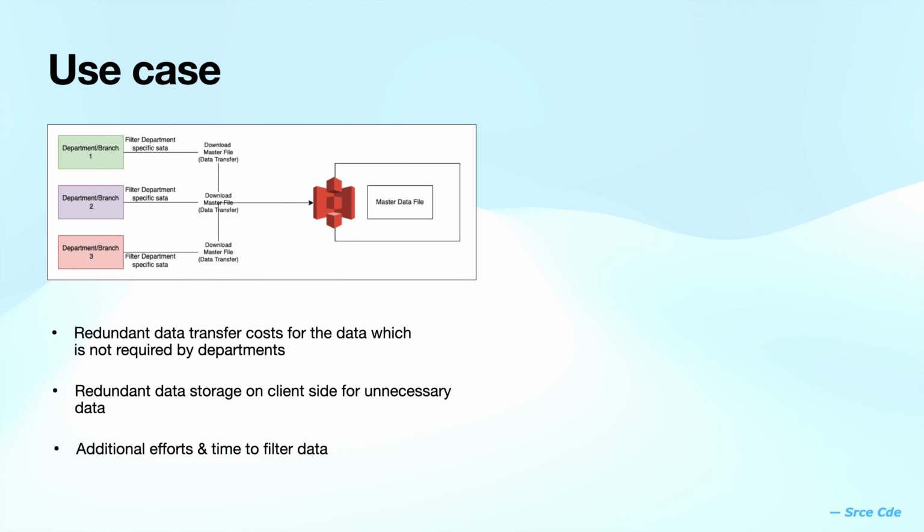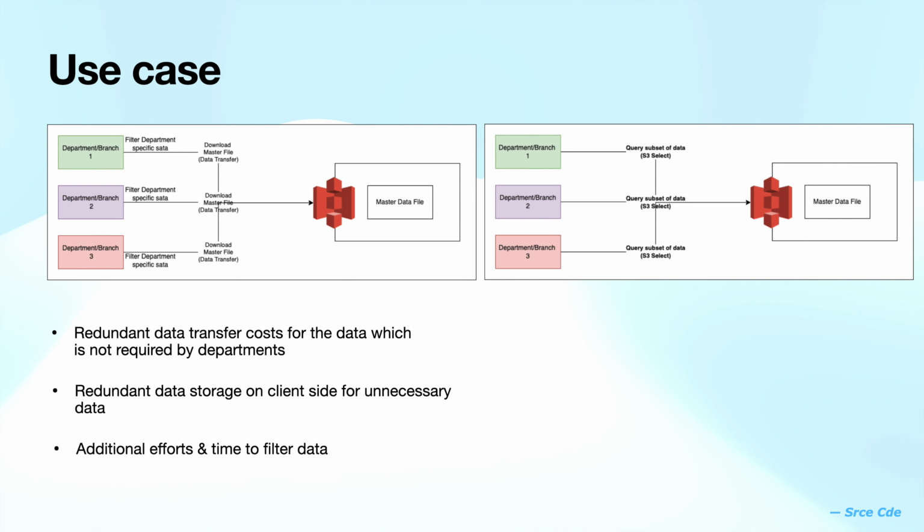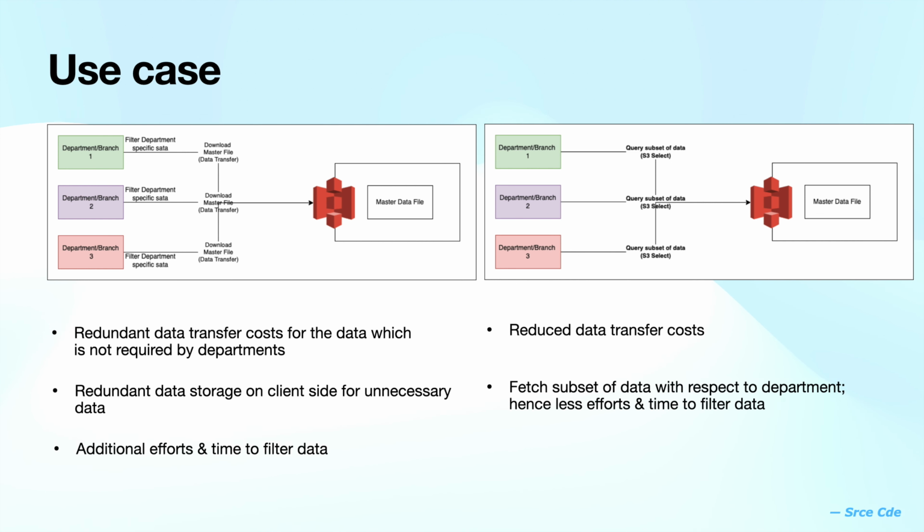Now let's say we want to achieve the same thing using the S3 Select feature. Then different departments or branches will be able to fetch the data that they actually need using SQL queries with conditions. This will result in reduced storage, reduced data transfer cost, and less effort and time going into filtering data after downloading, right? And this is the beauty of the S3 Select feature. This is one of the use cases, and it's a very simple one. I have picked it just for simplicity so that we can understand how S3 Select could be useful in certain scenarios.